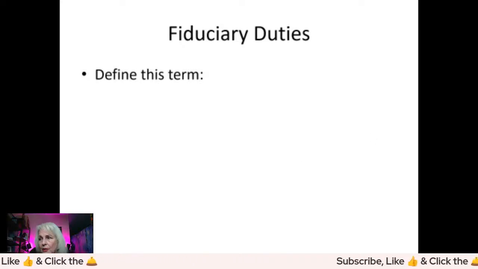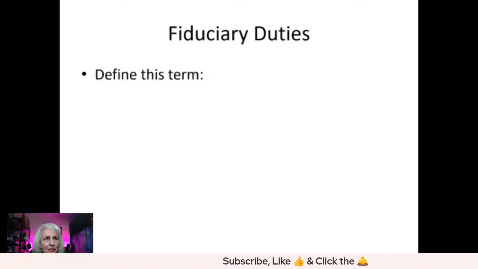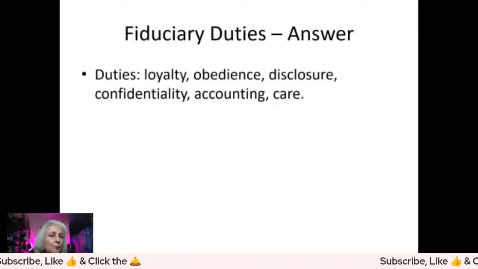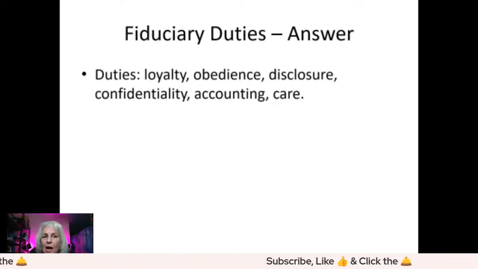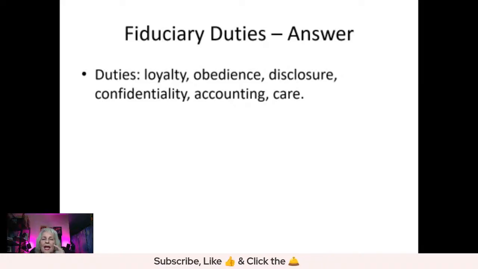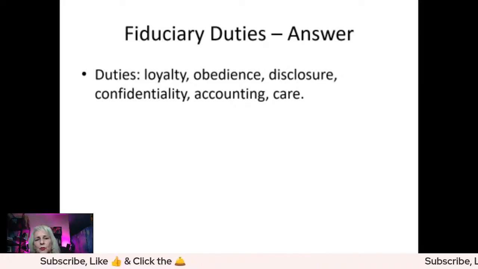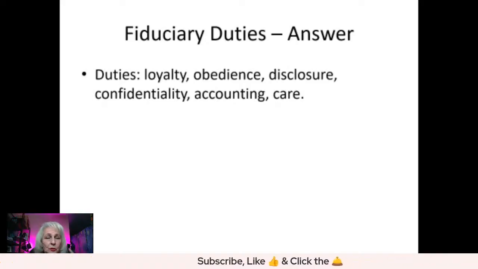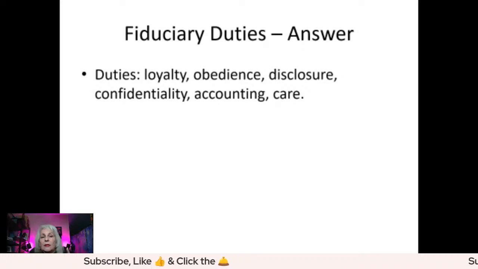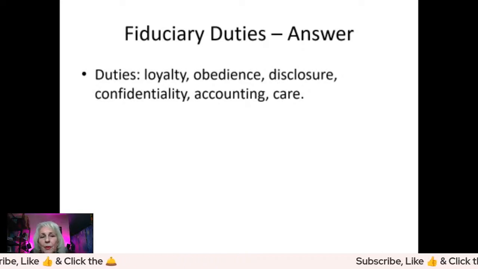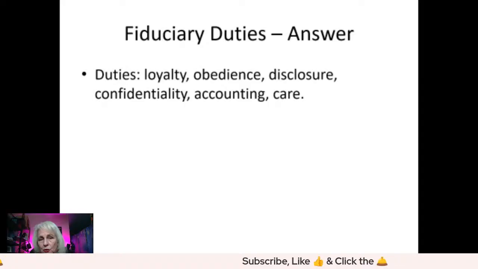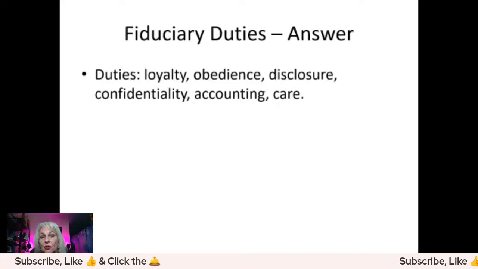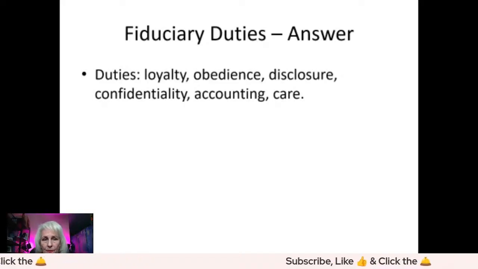Fiduciary duties. What are our fiduciary duties? So fiduciary duties are loyalty, obedience, disclosure, confidentiality, accounting, and care. So we must be loyal to our clients. We must be obedient to what they request us to do, as long as it's within the law and we're not breaking any rules. We must disclose that we are realtors or a broker, that we are an owner of the property that we're selling. We have to disclose. It is crucial.